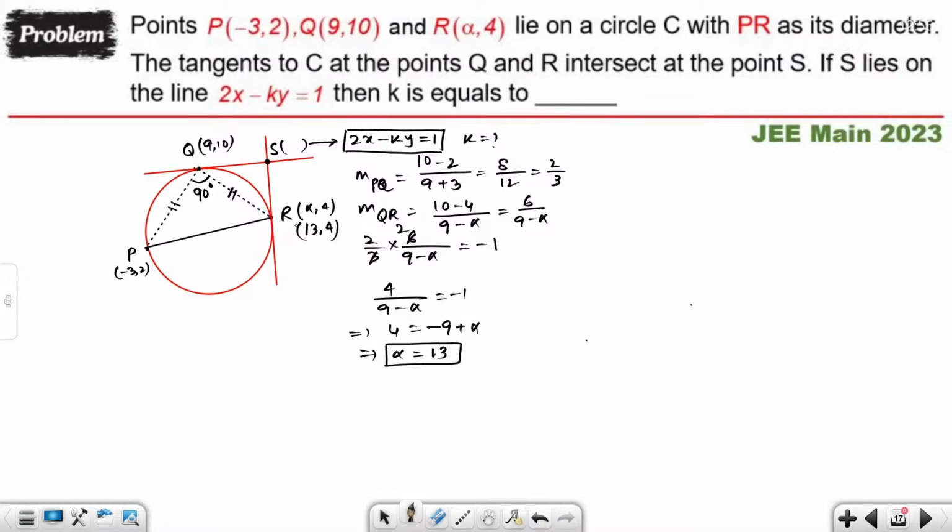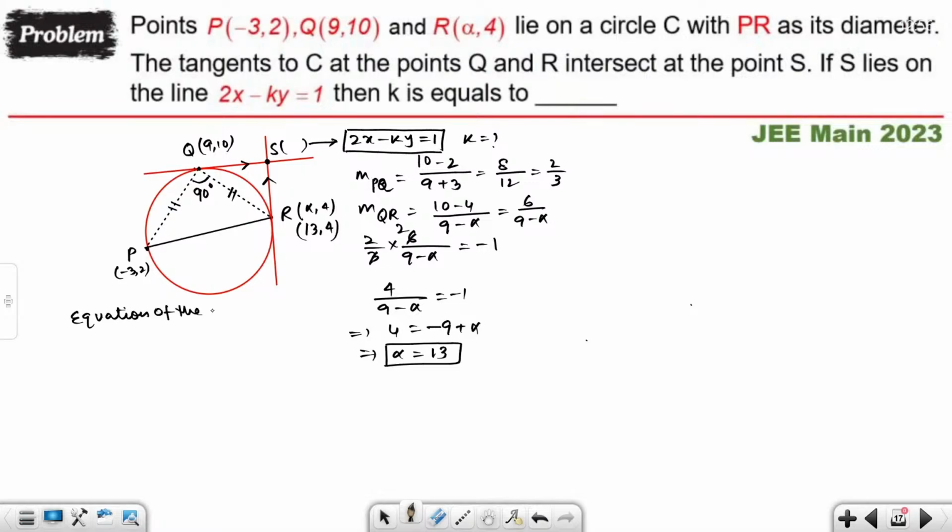Okay, so now to find out the coordinate of S, we must know the equation of SR. At the same time, we must know the equation of SQ. Because the moment we know these two equations, we can solve them to get the value of S. Now, QS is basically the tangent to this circle, whose P and R are the extremities of the diameter. So what will be the equation of the circle?